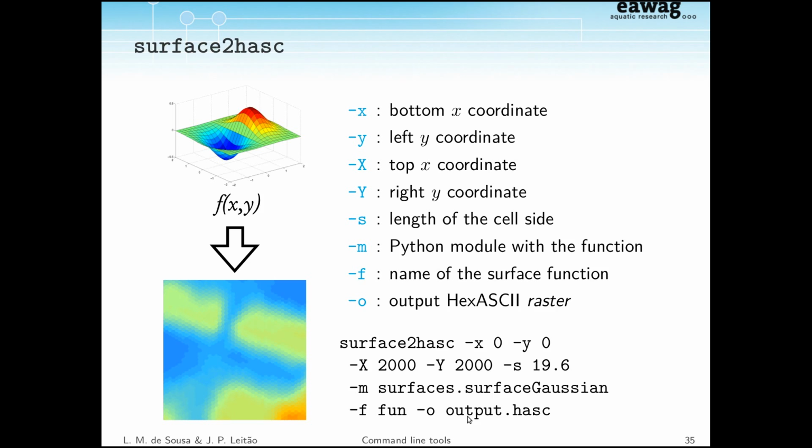Another tool is this one called surface to HexASCII that transforms an analytical or mathematical function into a hexagonal raster. Again, it takes an extent as input, the extent where the new hexagonal raster will be created, the desired cell size, and then the coordinates to a Python module and a Python function where this function is defined. And finally, an output file.